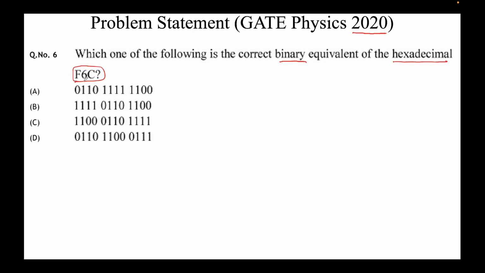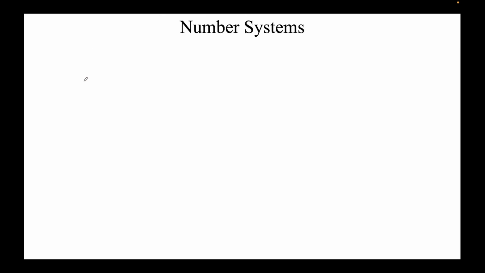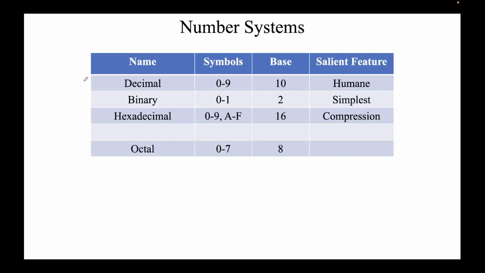Binary and hexadecimal are part of what we call number systems. There are different number systems that we encounter. Decimal is the most common one. We have seen this while growing up, and the symbols used in the decimal number system are 0 to 9. Mathematically, this has a base 10. For instance, if you want to write the number 29, the base is 10. The most salient feature is that it's humane, it's around us all the time.